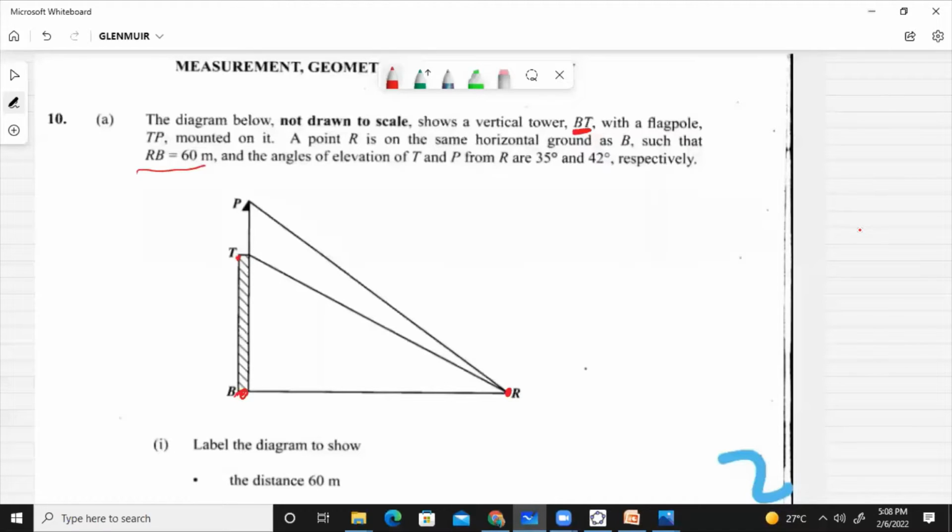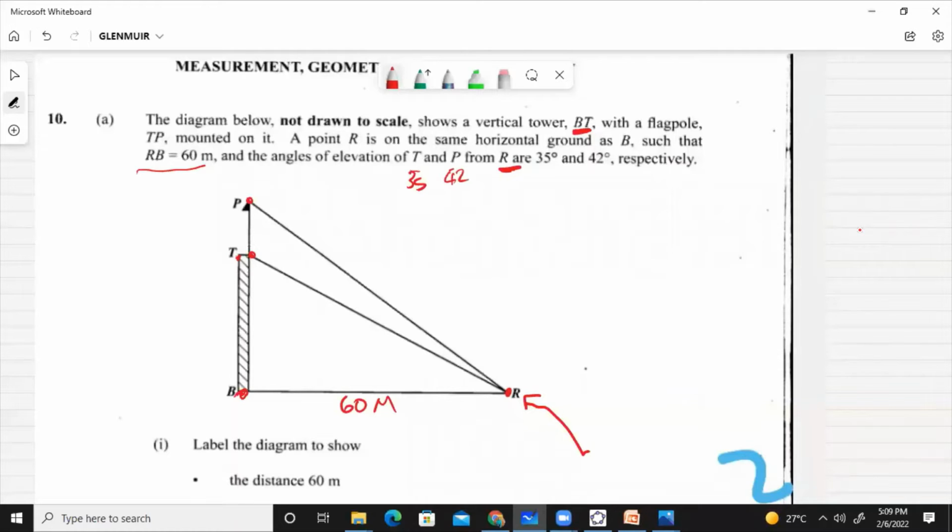Well, normally, as soon as I get these, I drop them on. RB is 60. So I'm just going to put the 60 meters here. And the angle of elevation of T and P from R. So in other words then, you're standing at R, you will be looking at T. Standing at R, same place, you will be looking at P. That's what they're saying. Standing at this one place here, you view two things above. No problem. Now, they gave us 35 and 42 respectively. Again, you could see that the first one is 35, the second one is 42 from R.